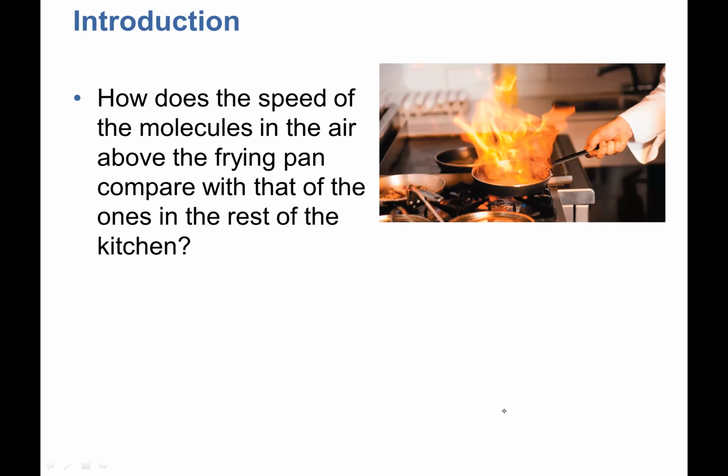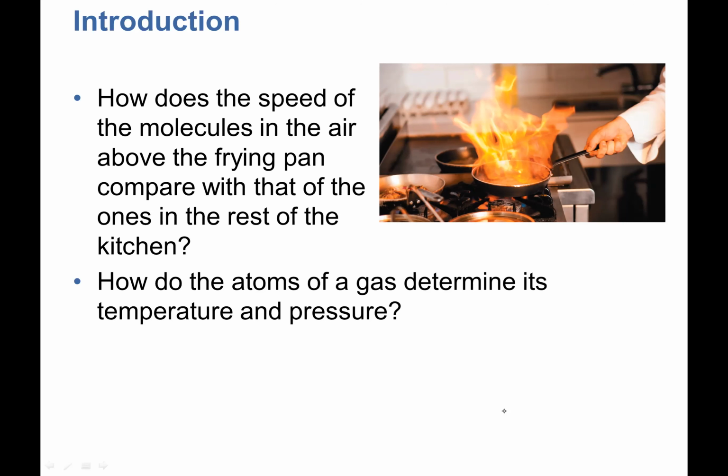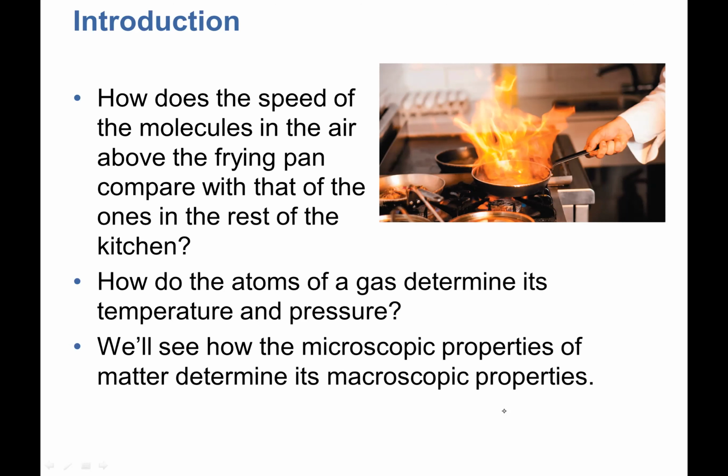Generally, what we're going to see here is that the temperature is very closely related to the kinetic energy of the air molecules. And we're going to be able to see what relationship that temperature has to the energy of those molecules. All right, so how do the atoms of the gas determine its temperature and pressure? And we'll see how the microscopic properties of matter determine its macroscopic properties. So that's the key, even though we will not be able to, in this particular lecture, finish everything and look at all the microscopic and macroscopic relationships, but we should be able to see at least most of those.